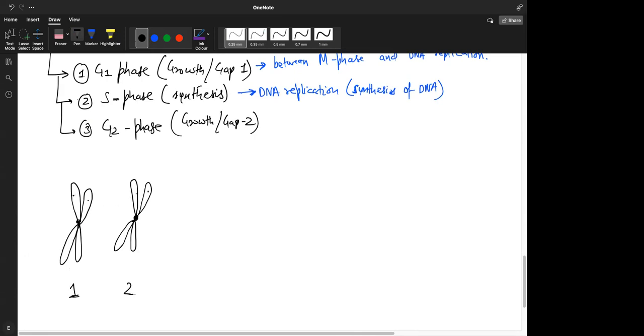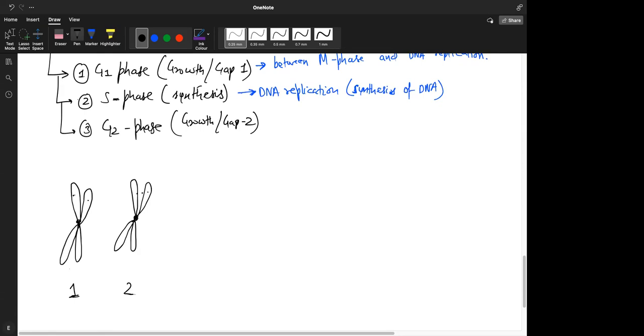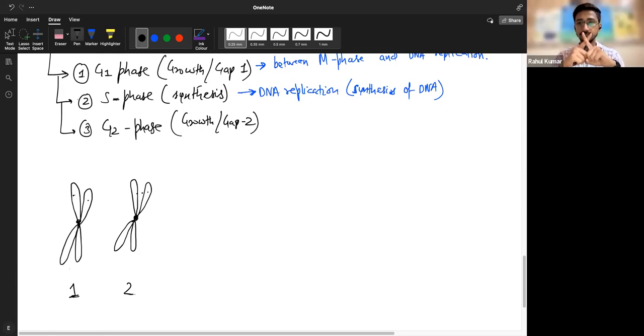1, 2, 3, 4. You understand? This is how the chromosome number stays the same, but the DNA gets doubled. Now, all these chromosomes in this X shape, this X-shaped chromosome means it has doubled its DNA. The X shape of the chromosome tells us that the DNA is doubled.